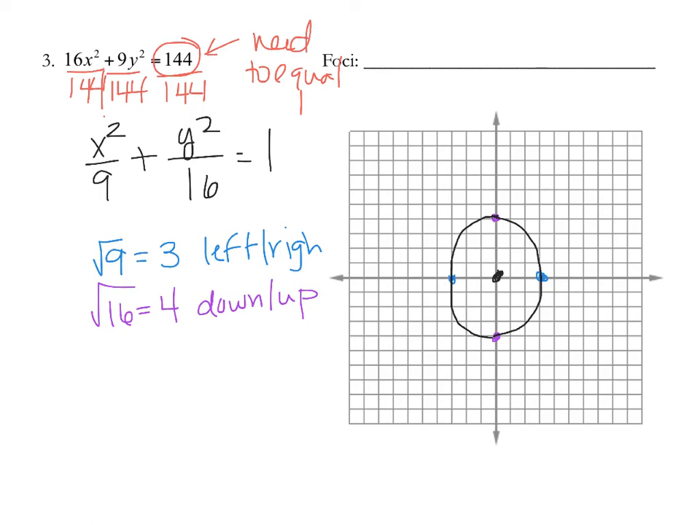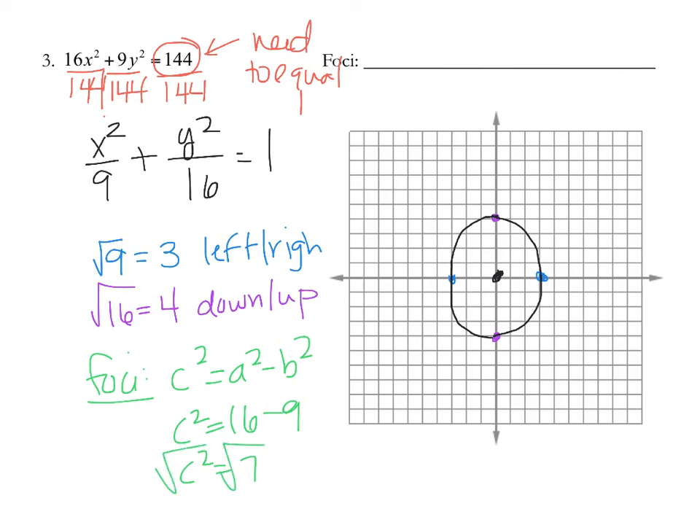And then to find the foci, the formula is c squared equals a squared minus b squared. And this time we get 16 and 9. We get c squared equals 7. And take the square root, so we know c is radical 7. And based on what's in control right now, which I hadn't talked about yet, that's what determines where that radical 7 is going to go.